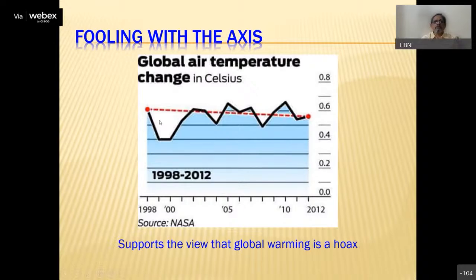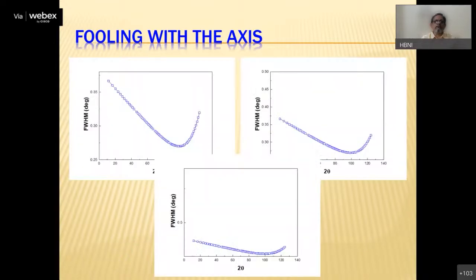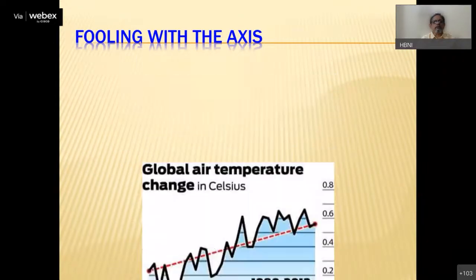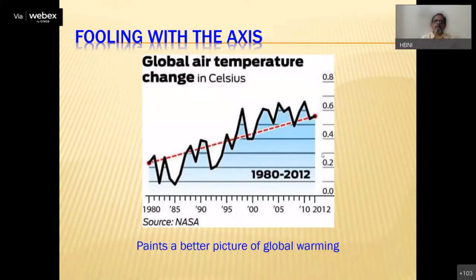Okay, so probably he showed this kind of a graph and says that, look, we are actually having a reduction in temperature. But what are you concealing here? You are taking a very small time variation here. Now if you see the same thing with an increased time from 1980 to 2012, now you can see the situation. See how the graph goes up from 0.2 to almost 0.58 or something like that. So it paints a much better picture of global warming.